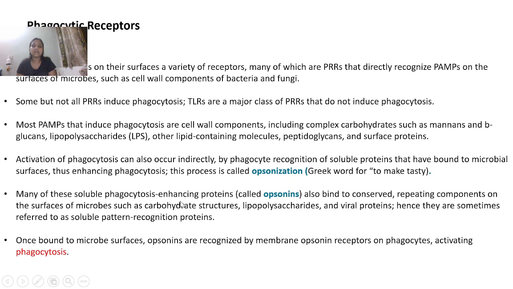Many phagocytosis-enhancing proteins are known as opsonins. They also bind to conserved repeating components on the surface of microbes, such as carbohydrate structures, lipopolysaccharides, and viral proteins. Hence, they are sometimes referred to as soluble pattern recognition proteins. So there are certain proteins which can also induce phagocytosis, and they are known as opsonins. They bind to the microbial surfaces, and once bound, they are recognized by membrane opsonin receptors on phagocytes, thus activating phagocytosis.